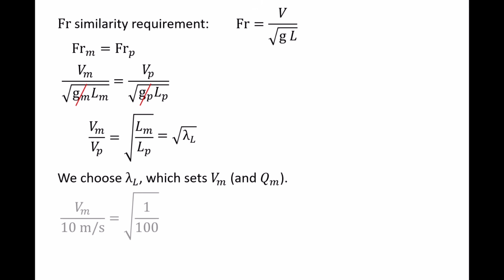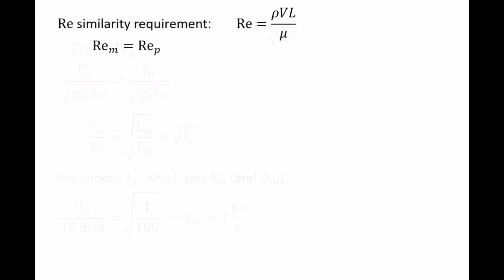For example, if the length scale is 1 over 100, and the flow speed of the prototype is 10 meters per second, we should run the model with a flow speed of 1 meter per second. And since the flow speed is related to the volumetric flow rate, this also allows us to know what volumetric flow rate we should send through the gate in the modeling study.